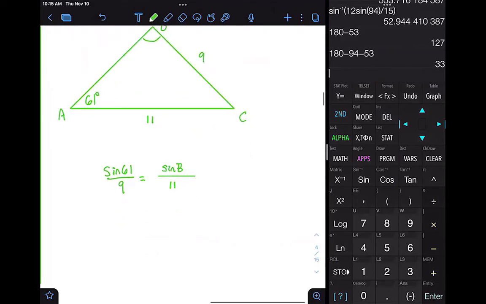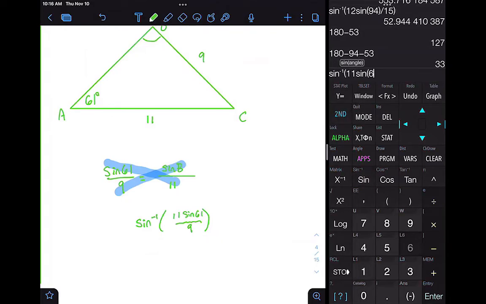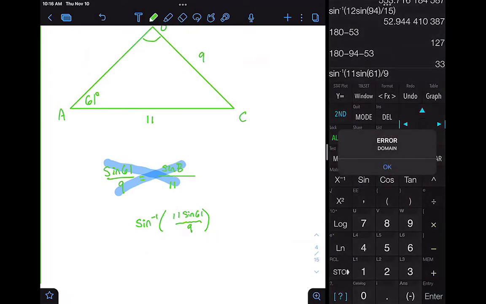Okay, and then when you cross multiply and then sine inverse, you're going to have 11 sine 61. That's because you're going to have to multiply those. And then equals 9 sine B, so basically you need to go back and divide by 9. And what's kind of weird when you type this in, watch what happens here. Sine inverse, 11 sine 61, and then divide by 9 like that. It gives you an error.